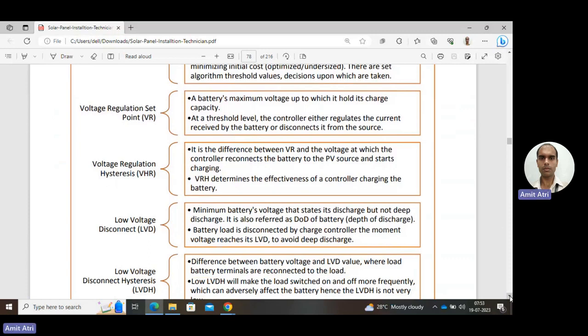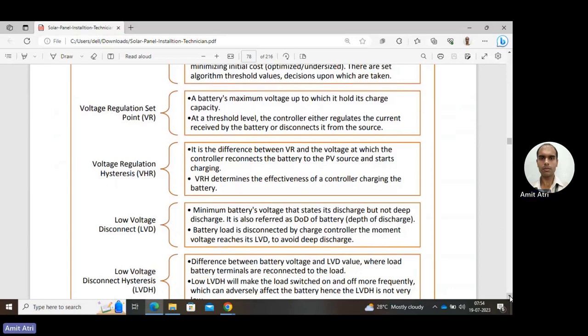and the voltage at which the controller reconnects the battery to the PV source and starts charging. Voltage is increasing. Okay, it has reached a maximum level. Then the controller has disconnected the battery from the solar panel. Now voltage starts decreasing. It may be feeding the load, charge is flowing out.